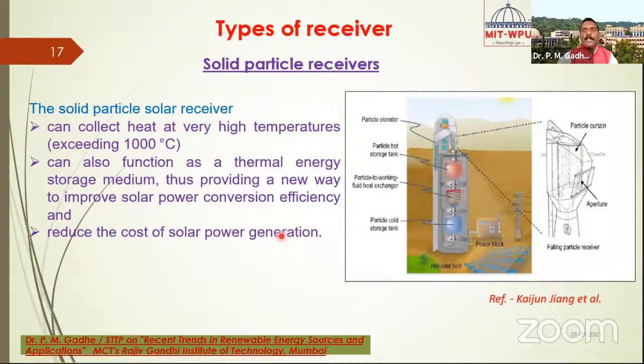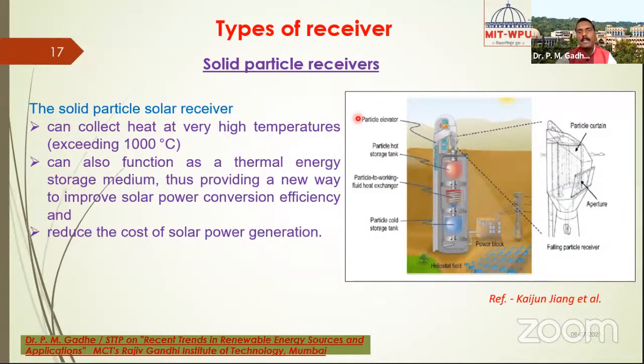Another type of receiver is the solid particle receiver. Now this is the new advancement that is going on in receivers. In this, to get a higher temperature, because when we are using molten salt, water and steam, the temperature of that media has a limitation. A maximum temperature limitation is there, depending on the working media. So to have a temperature higher than 1000 degrees Celsius, we are using the solid particle receiver.